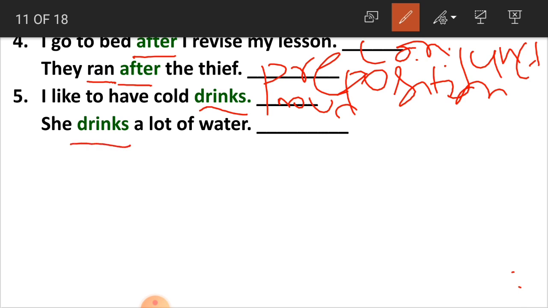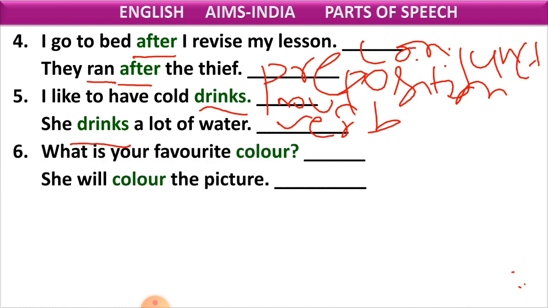She drinks a lot of water. Second sentence. She drinks a lot of water. Drinking is what, children? A type of work. A type of action. No. So that's why this word comes under verb. What does this word come under? Verb. Yes. We'll go to the sixth sentence.